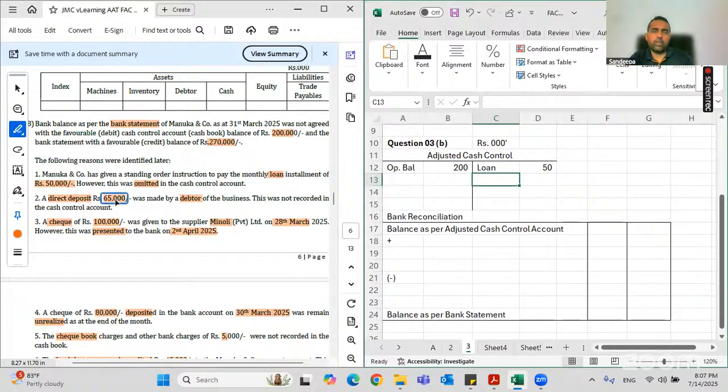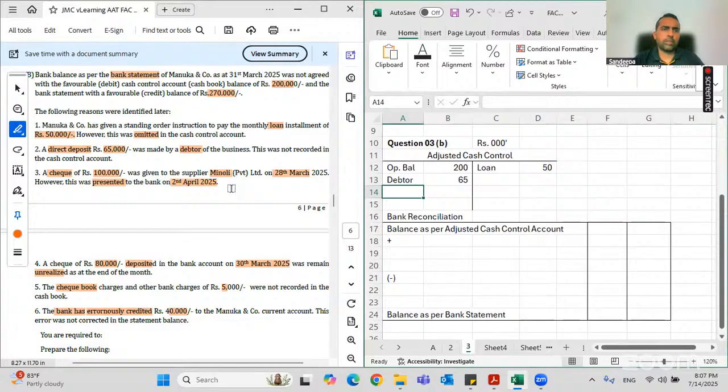There's a direct deposit. When you're receiving a direct deposit, your cash balance should move up. And that we have to adjust from a debtor 65. Next one. Right, it's very easy, not difficult. A check of rupees 100 given to the supplier Minoli was not presented. This is checks issued but unpresented. Now, we know that in the bank rec, we adjust the omissions and the errors by the accountant. But the timing differences, such as unrealized checks and unpresented checks, are adjusted in the bank rec. Errors by the bank are also reflected in the bank rec.